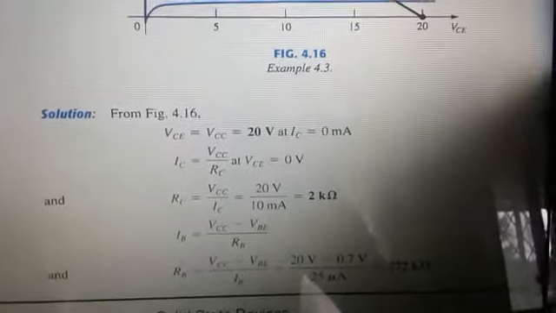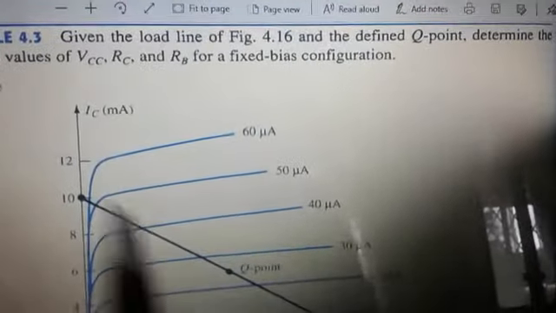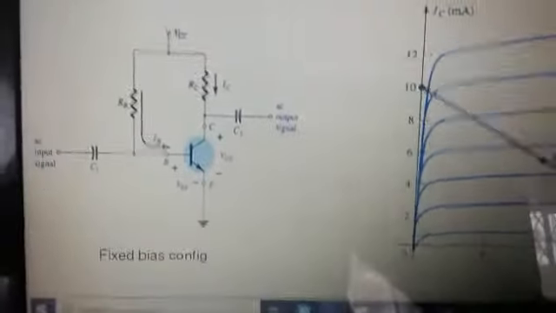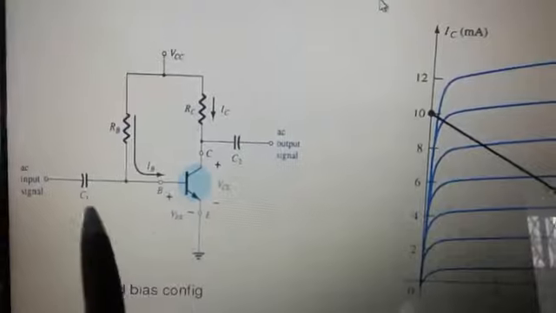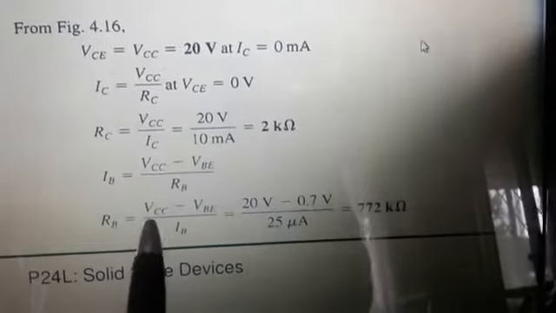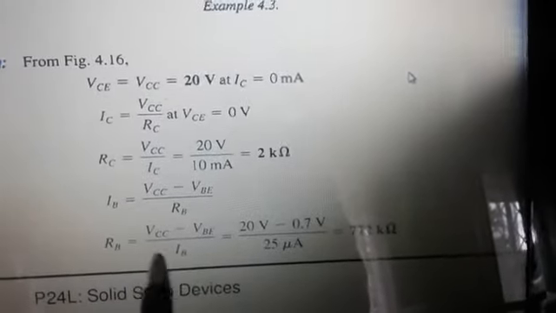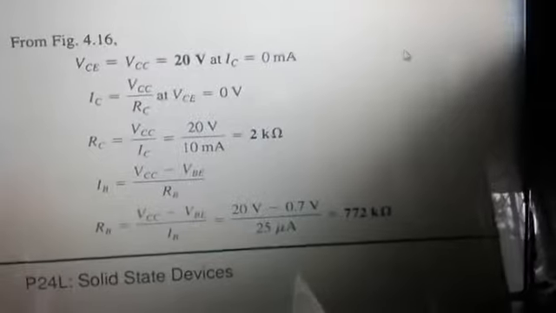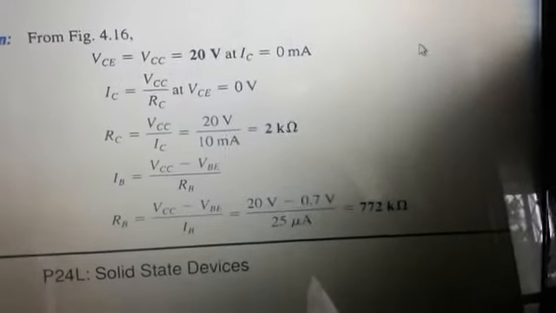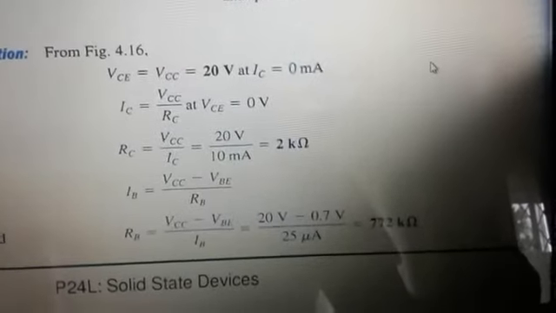Now to get the final question, it says RB. They want RB, the base resistor. Now you remember when we did the calculation, we had the input circuit, and the input circuit has the formula RB equal to VCC minus VBE over IB. You just plug everything in the formula and get your RB. So this is a giveaway question. It's a straightforward question. You just look directly on the load line for the values, plug them into the formula that you know, and voila, you get your answer.